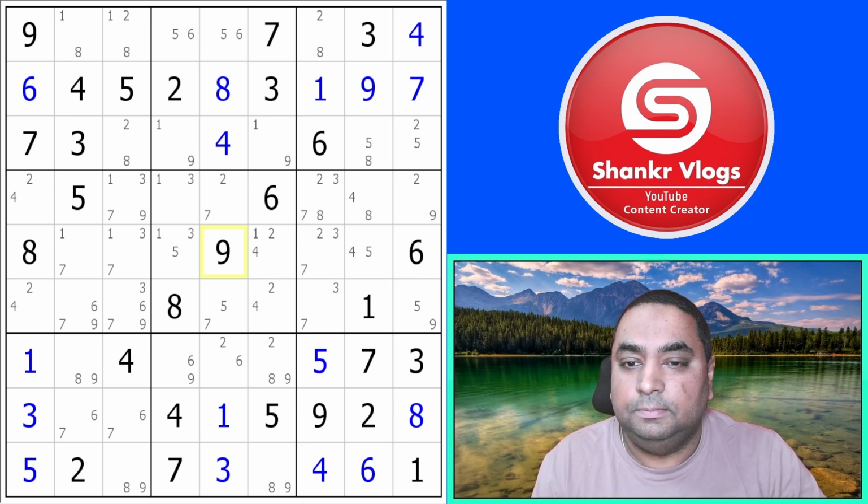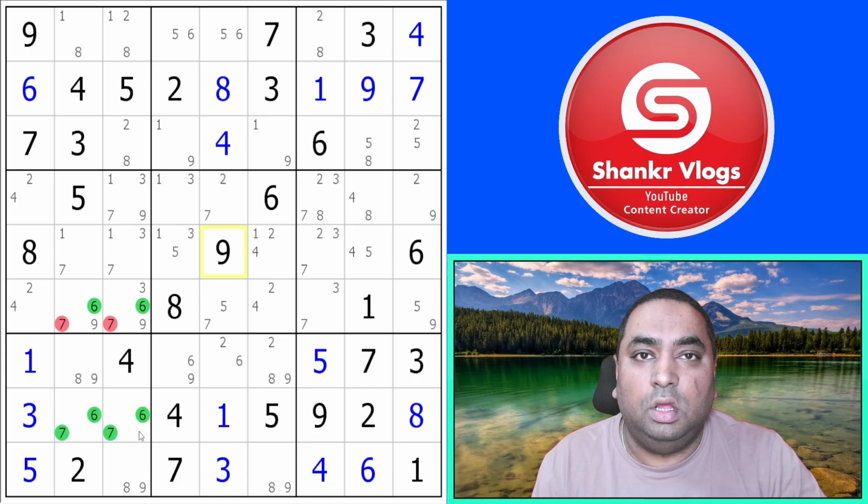See here, the UR candidates are 6 and 7. This is the first set. There has to be only two candidates for one set of UR candidate. That is one set of non-diagonal sets. There has to be only two candidates, so the two cells are occupied with two candidates, that is 6 and 7.